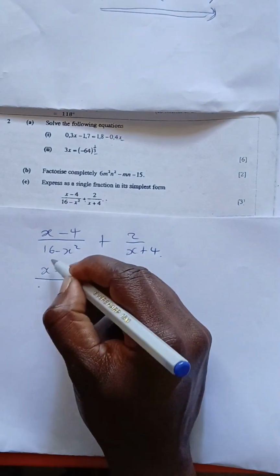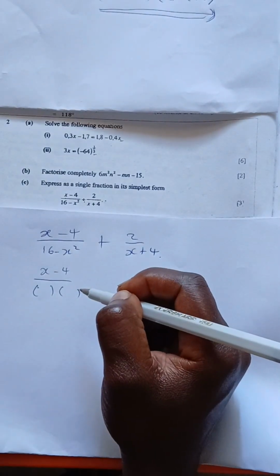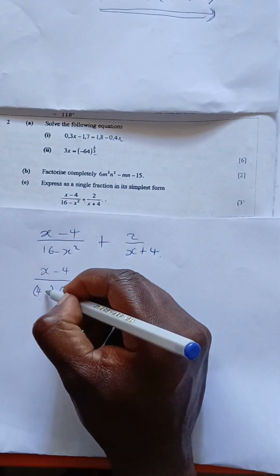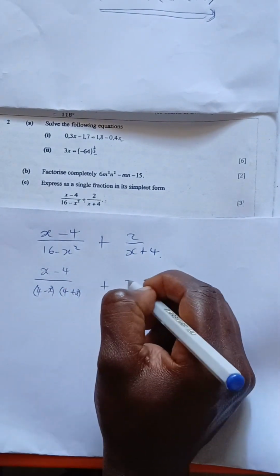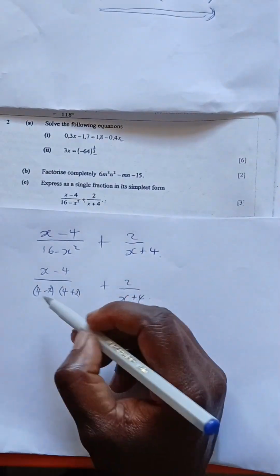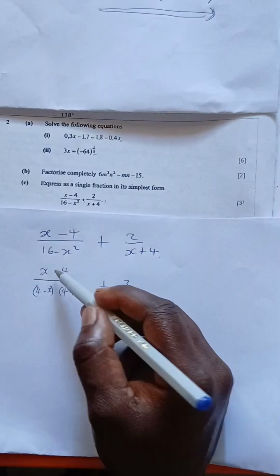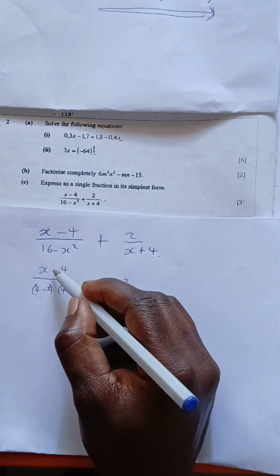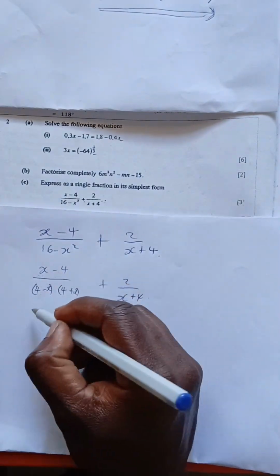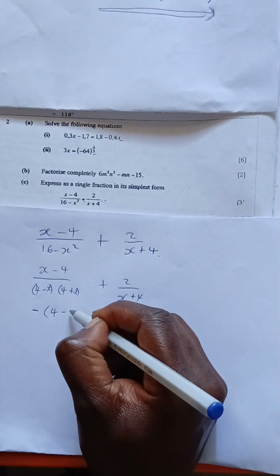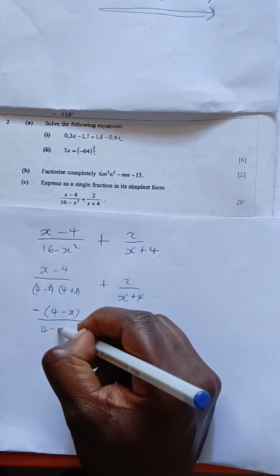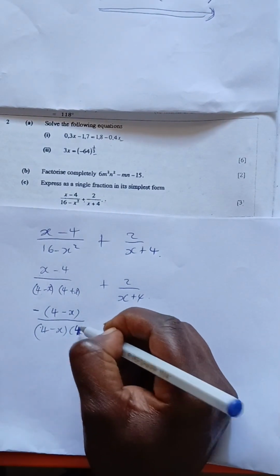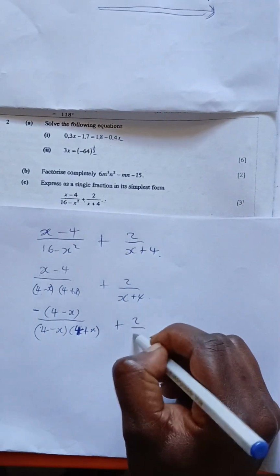You do what we call difference of two squares. Square root of 16 is what? Is 4. So if we factorize 16 minus x squared, we say 4 minus x, 4 plus x. Right, so we cannot reduce this one unless we factor out the negative part, maybe on this or on this. So if we factor out negative here to reduce it, we have negative, so we have 4 minus x over 4 minus x times 4 plus x, plus 2 over x plus 4.